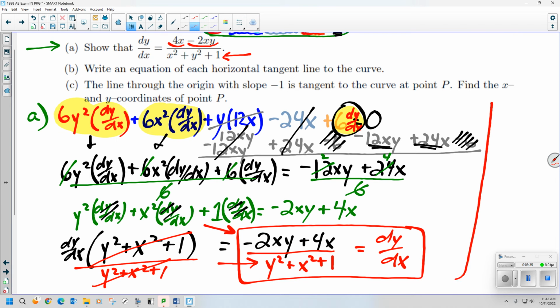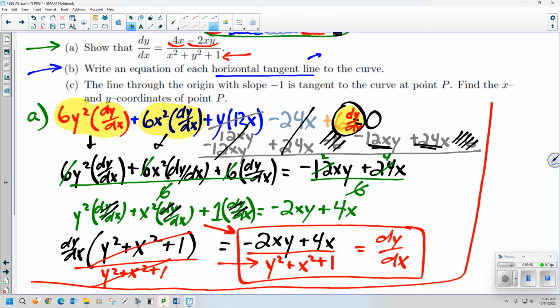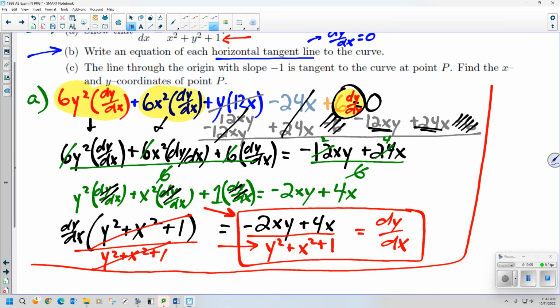Part B tells us, let me box all this off. Part B says, write an equation of each horizontal tangent line to the curve. Now, I know that in order for a tangent line to be horizontal, that means the slope or the derivative equals 0. So let's first identify where that happens.